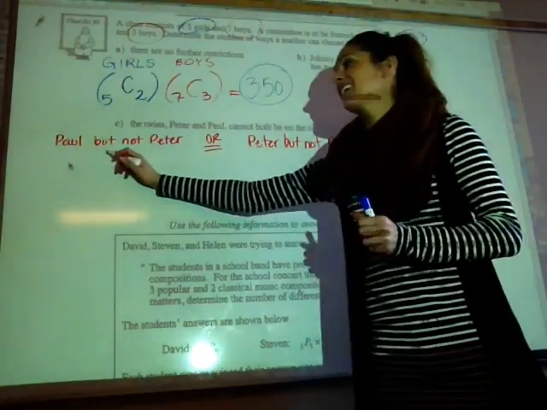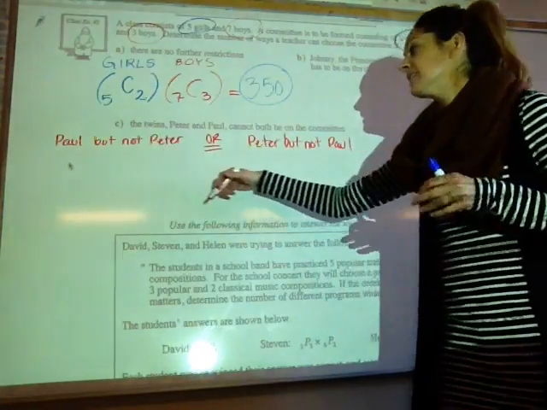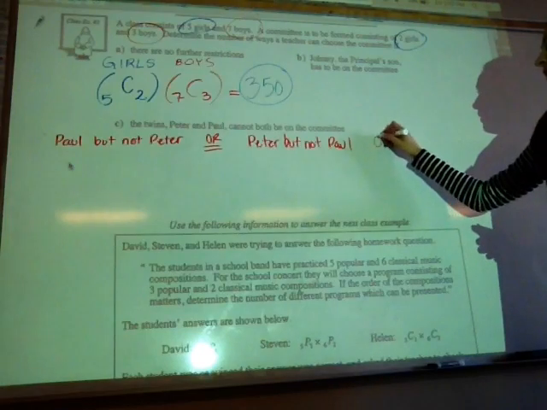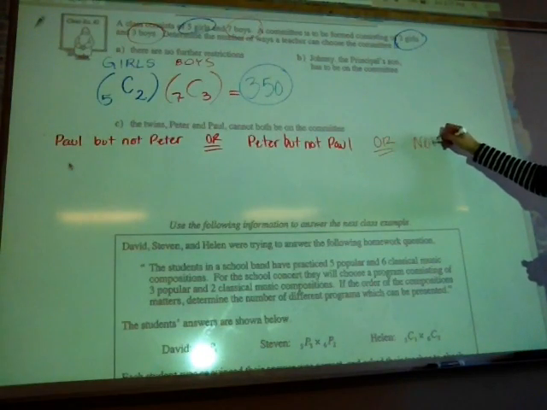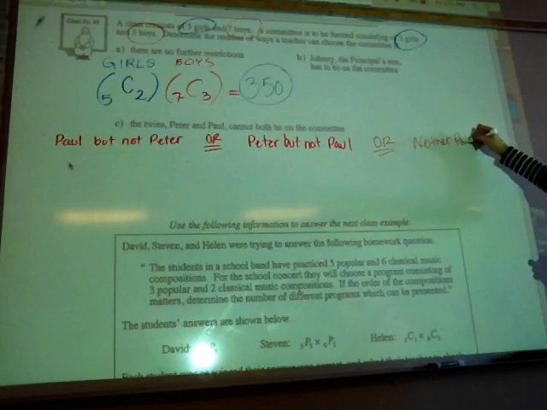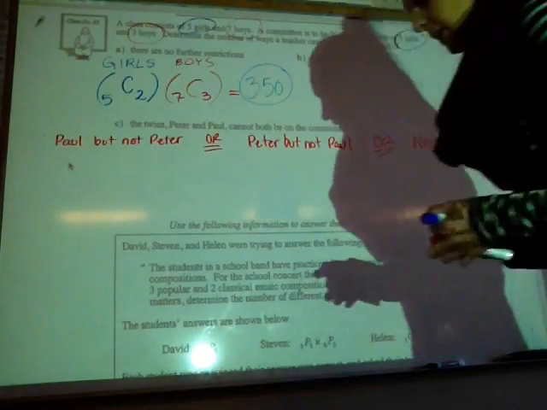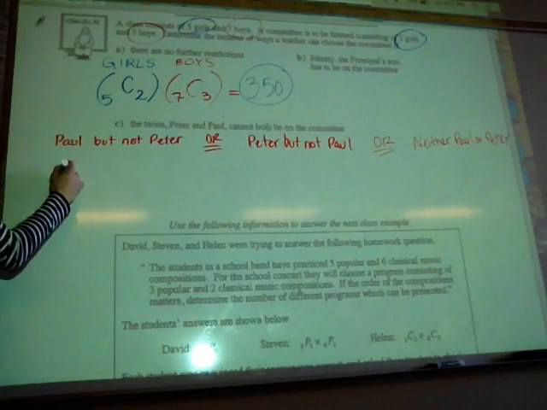So you're ready? Everyone has to watch your video for homework. All right. The first scenario is we take Paul but not Peter because they can't both be on the committee, or we could take Peter but not Paul, or neither. What does or mean again? Add. Very good. Okay, so if we take Paul, how many Pauls do we have? One, choose one.